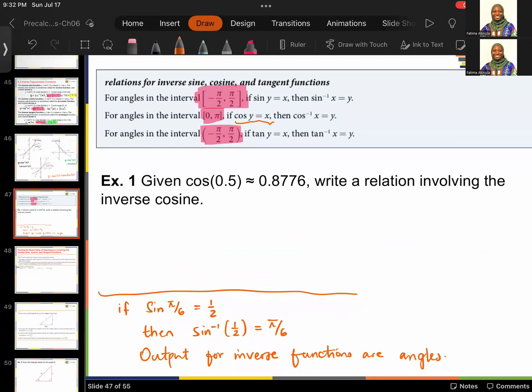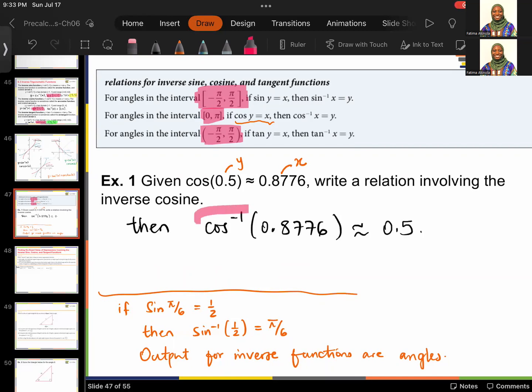You have cosine, so now in this case, this would be your y and this would be your x. Then it means that cosine inverse of 0.8776 is approximately 0.5. And that's it. This was just asking you for a relationship between this and the inverse function.